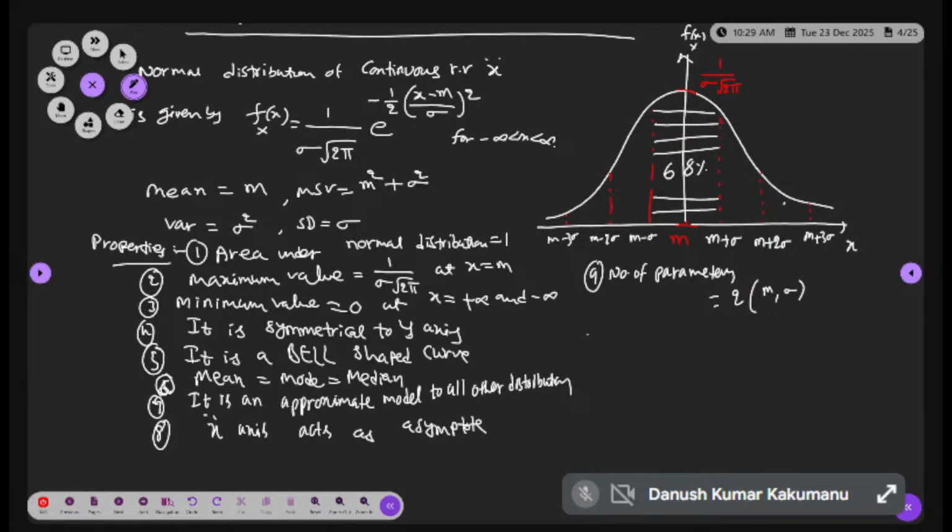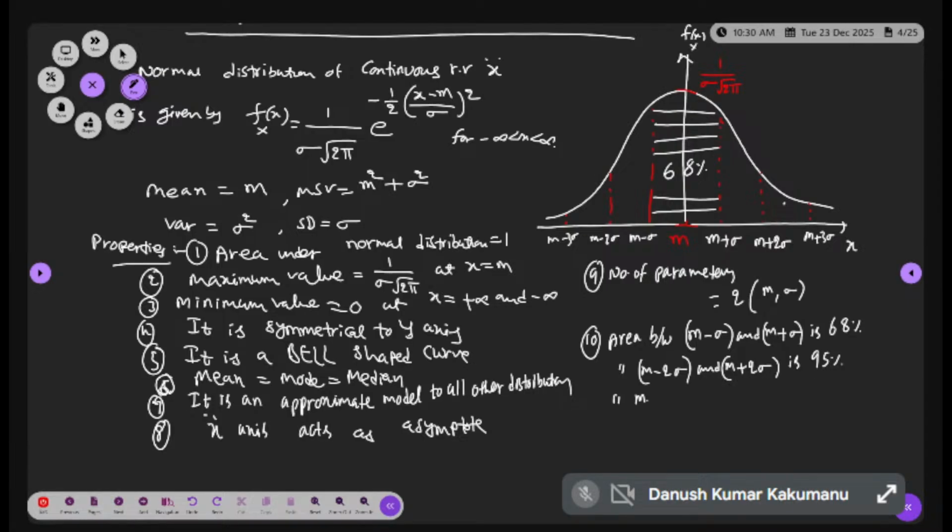Next, 10th one is area between m minus sigma and m plus sigma. Area between m minus sigma and m plus sigma is 68 percentage. Remember, this is very important. Area between m minus 2 sigma and m plus 2 sigma is 95 percentage.